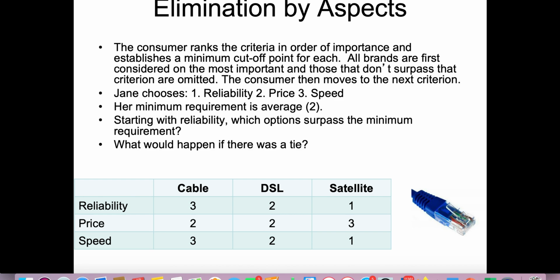Here, Jane begins by ranking the criteria in order of importance, and then decides on a minimum acceptable level for each one. She chooses reliability, then price, then speed. She must have at least average performance on each. Which option surpasses the minimum requirement on reliability? Only cable. If there was a tie on reliability, Jane would move to the next criterion, price.